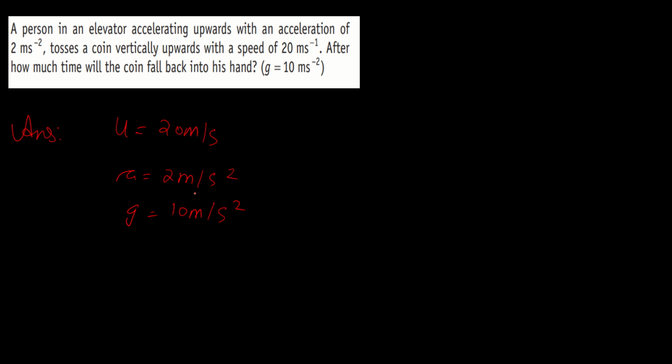Since we have two accelerations here, we need to find the effective acceleration. So here the effective acceleration, I'm denoting it as A dash, is equal to A plus G. Okay, that is 12 meter per second square.